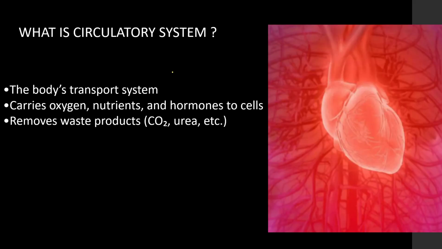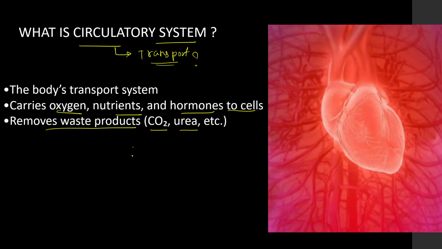Today's topic of discussion is the circulatory system. So let's get started. What is the circulatory system? By the name itself, we can understand it is nothing but the transport system of our body. What does it transport? It carries oxygen, nutrients and hormones to the cells, and it removes waste products like carbon dioxide, urea and all the toxins which are produced by the body during its normal functioning. So this is the definition of a circulatory system.